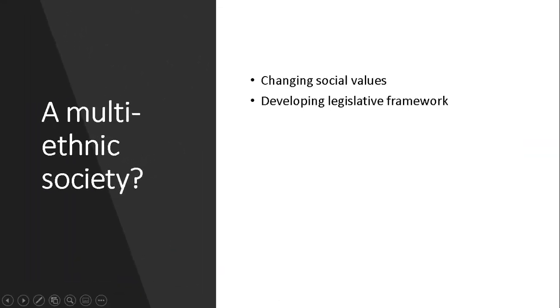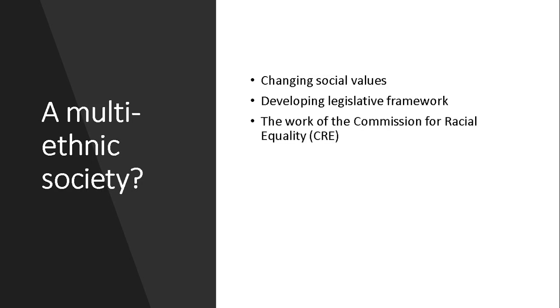So from the 1930s through to the modern day, we've seen a change in social values around race and ethnicity and a developing legislative framework within nations, and also internationally across nations, to tackle the issues surrounding racism, discrimination and inequality. This includes the work of the Commission for Racial Equality. The CRE was a publicly funded, non-governmental body set up under the Race Relations Act of 1976 to tackle racial discrimination and promote racial equality.